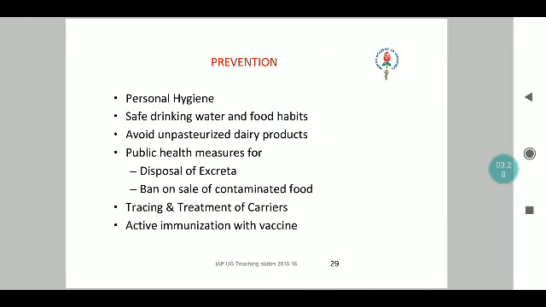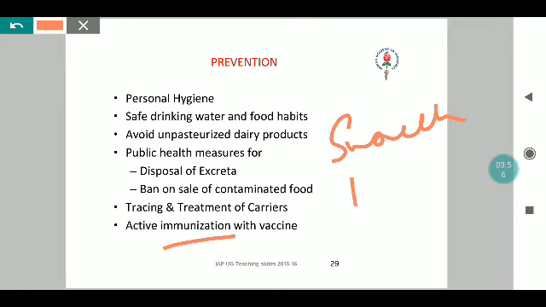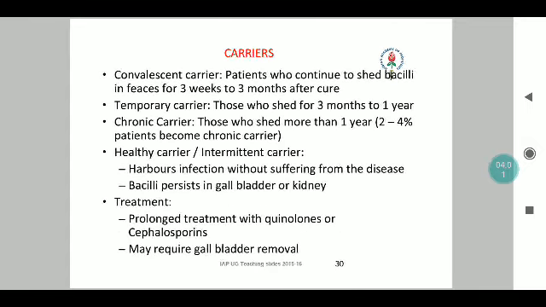Now prevention is always better than cure, and if you do see the prevention aspect of it, personal hygiene has a very important role in preventing enteric fever. Safe drinking water and good food habits, avoiding unpasteurized dairy products, and public health measures such as proper disposal of excreta, and a ban on the sale of contaminated food, and strict measures such as tracing and treatment of carriers and immunization with the vaccine. It's important to note here that the Swachh Bharat campaign has gone a long way in long-term prevention of enteric fever, and it's something which must be encouraged.